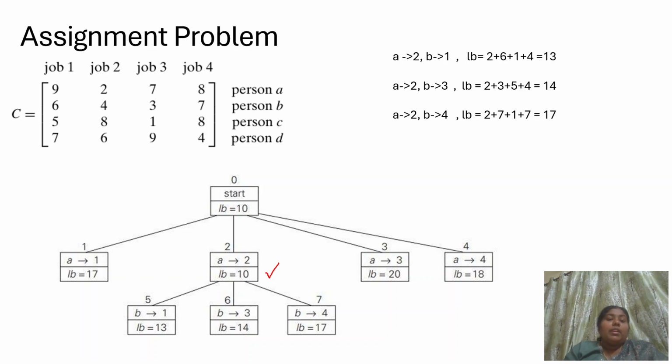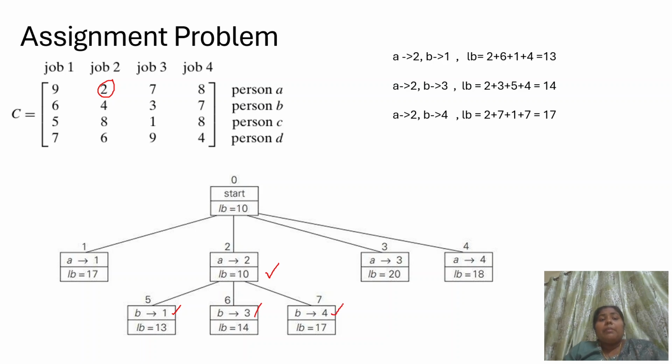Okay. So now A is assigned to the second job. That is not considered as the best solution. Now after this one, we selected the second job. Now B person, he may be assigned to job 1, he may be assigned to job 3, and he may be assigned to job 4. So 1, 3 and 4 is possible. 2 is not possible because 2 is assigned to A person.